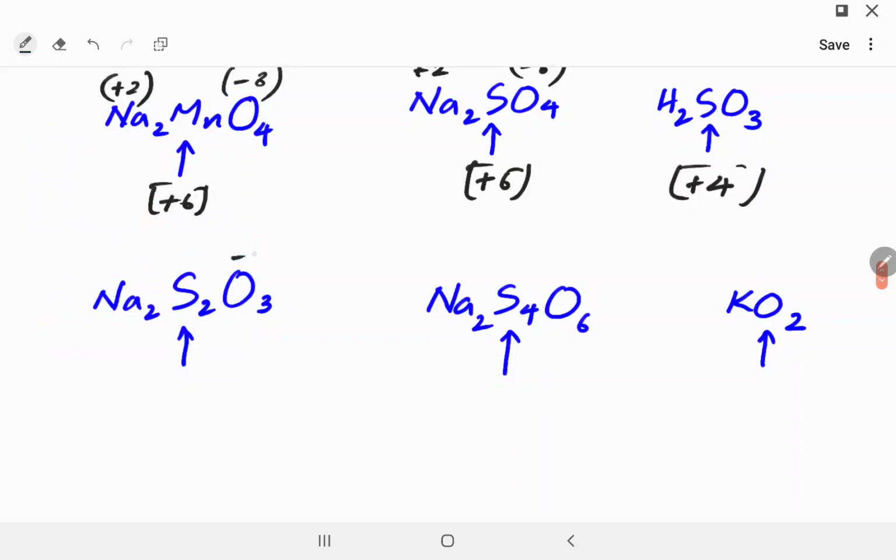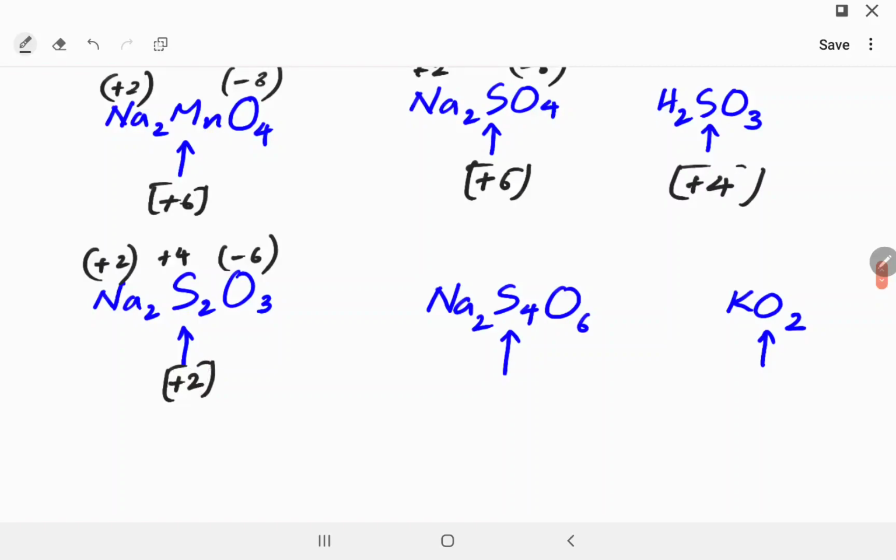You have 3 oxygens, that is -6. 2 sodiums +2. So the 2 sulfurs should be what? +4. Should be +4. So the oxidation number of sulfur should be what? The oxidation number of sulfur should be +2.